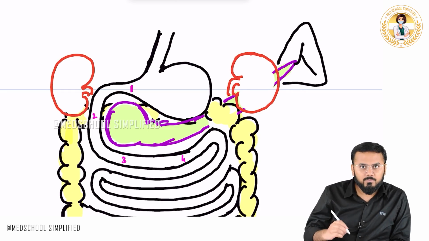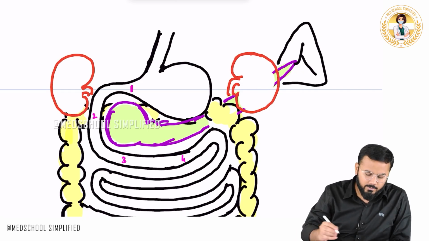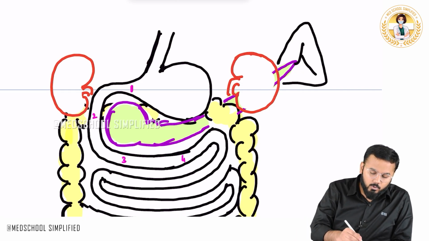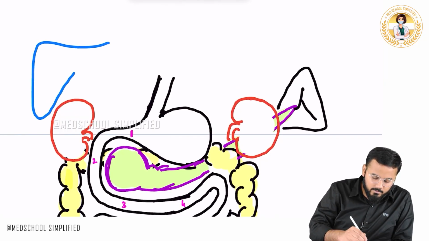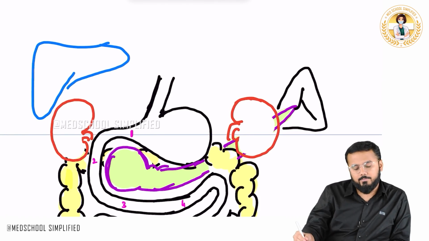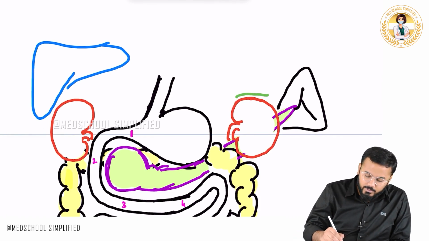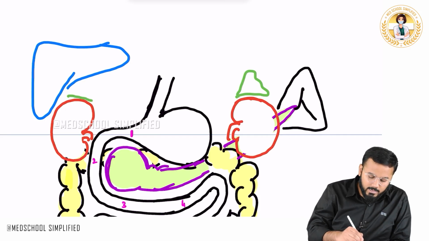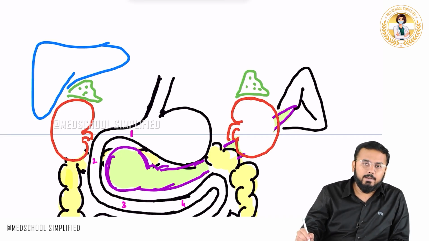So you are clear now about the right kidney and the left kidney, and what is in front of the right kidney and the left kidney. After that, don't forget to draw the liver. All of you know where your liver is located. This is the liver over here. And the second important thing is that on the surface of each kidney you have these irregular shaped glands, which are called adrenal glands.